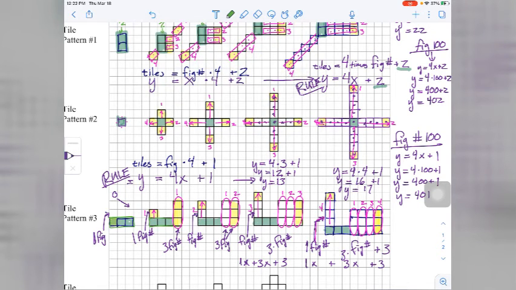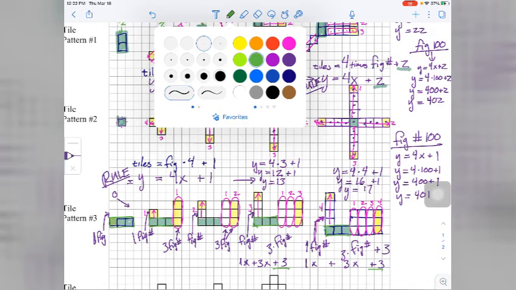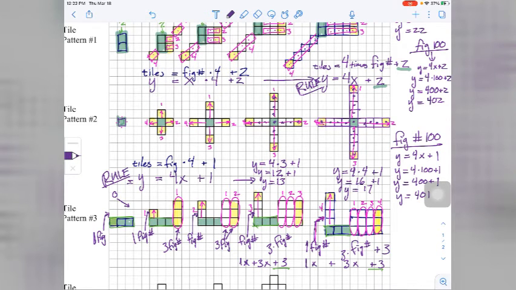Right, the original tiles, I'm going to make them green. The original tiles are green just like they are here. And so what happens if you have 1x plus 3x plus 3? Well, if you combine like terms, you get 4x plus 3. So my tiles equal 4x plus 3 in each one. So again, it's really just like 4 figure numbers times 3.